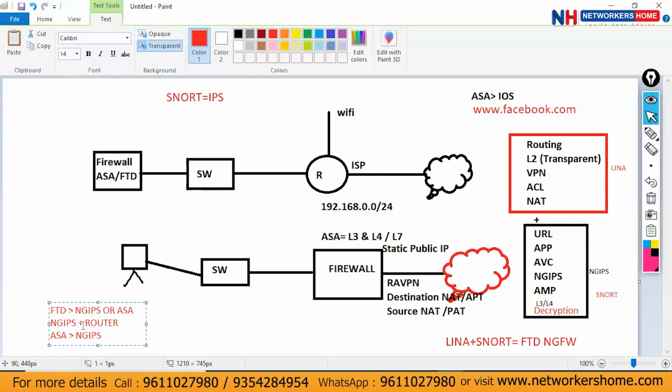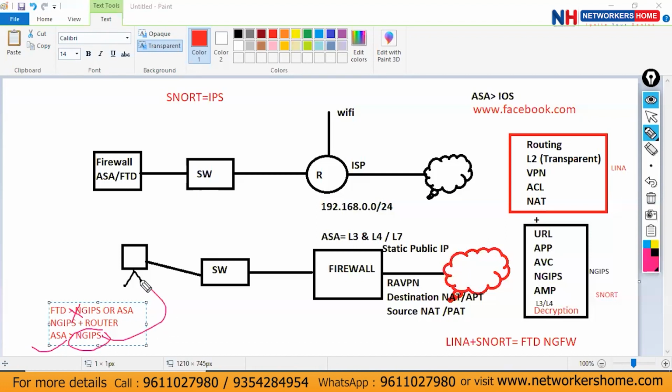So if someone is already having a router and doesn't want a firewall, doesn't want to do routing, but has a requirement for all these filterings, I will recommend them to go with NGIPS. Purchase only NGIPS. Cost wise, it will be less, right? Now, if someone already has an ASA and they want next generation filtering, they will also buy an NGIPS. No need to buy FTD.